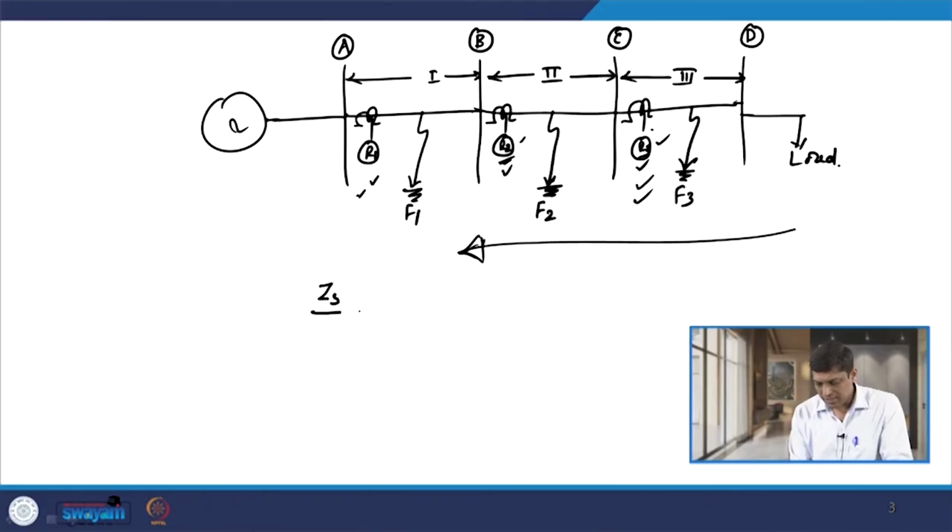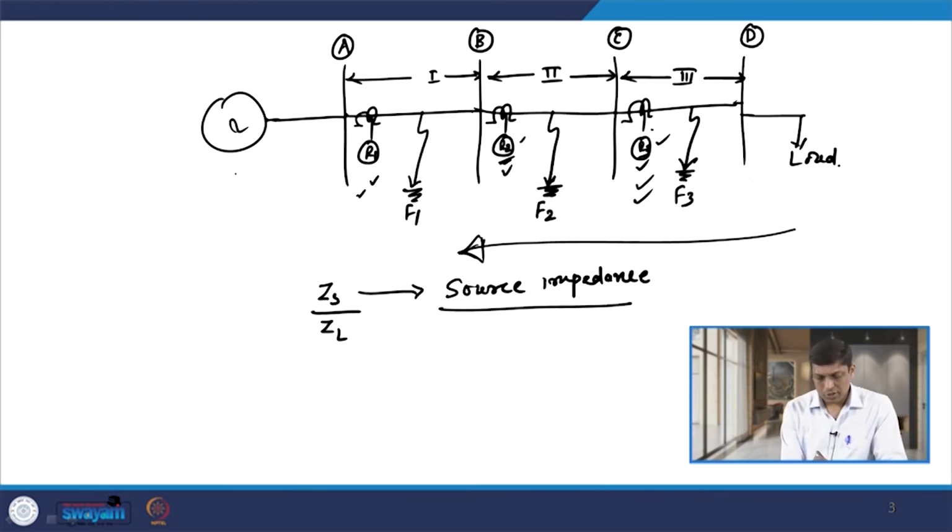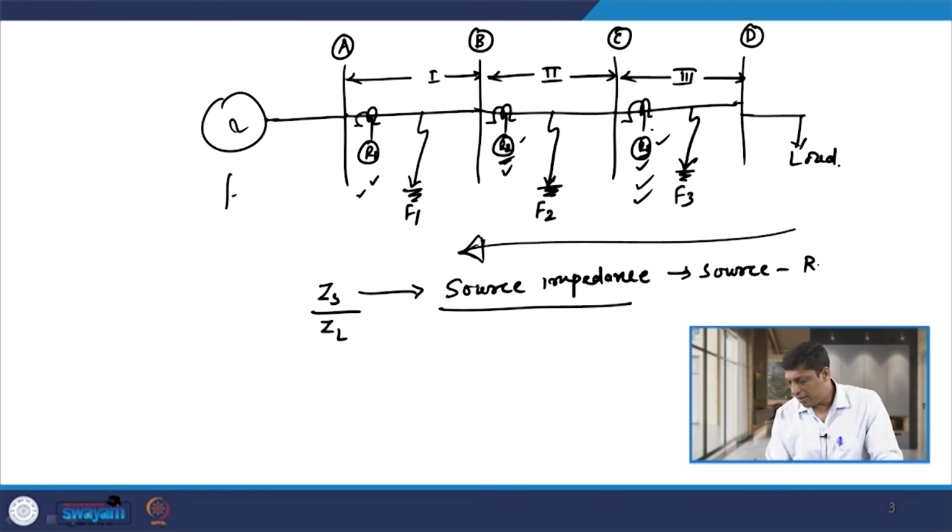The second disadvantage is that instantaneous overcurrent relays are affected by the ratio known as source impedance to load impedance. Now, let us see what the load impedance and source impedance are. ZS by ZL. ZS is known as the source impedance. Source impedance is the impedance from the source point to the relaying point, so this is the impedance between the source and the relaying point.